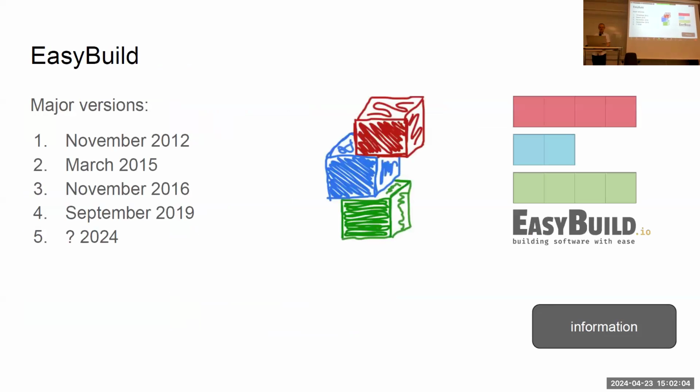So, EasyBuild major versions over the last 12 years, from version 1 onwards. I'm optimistic, and Kenneth is optimistic, that 2024 is correct. But you'll see we're not committing to a month yet. And I also have both logos on just because.